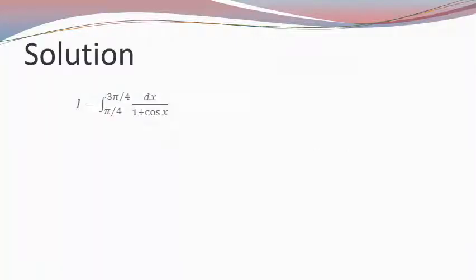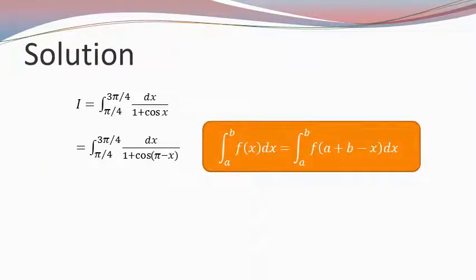Well, the first step would be to write down the given integral, and we can apply some properties of definite integrals. So this integral can now be written down in this form. Over here we have used the property that the integral of f of x from a to b is equal to the integral of f of a plus b minus x from a to b. Also over here a plus b is equal to pi.